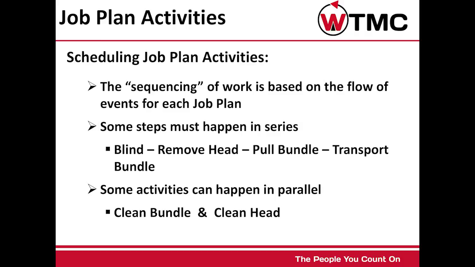Scheduling job plan activities include the sequencing of work, which is based on the flow of events for each job plan. Some steps must happen in series. An example is blind, remove head, pull bundle, transport bundle. Some activities can happen in parallel. An example, clean bundle and clean head.